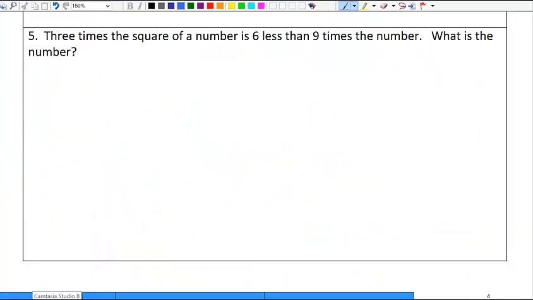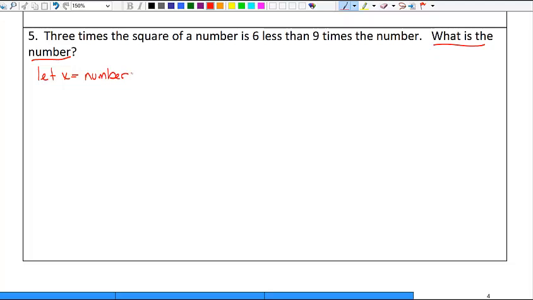On this next problem, we have: 3 times the square of a number is 6 less than 9 times that number. What is the number? So when we're first trying to find what x is, you usually look at the last sentence or directive or question. It says, what is the number? Well, we don't know what the number is, so we're going to let x equal the number, the unknown number.